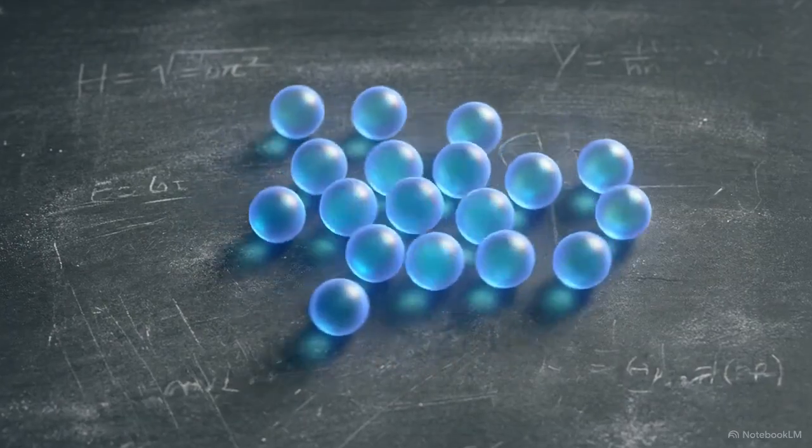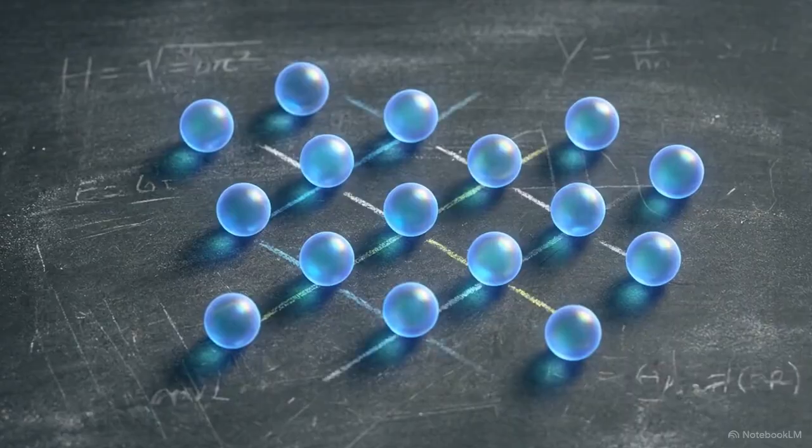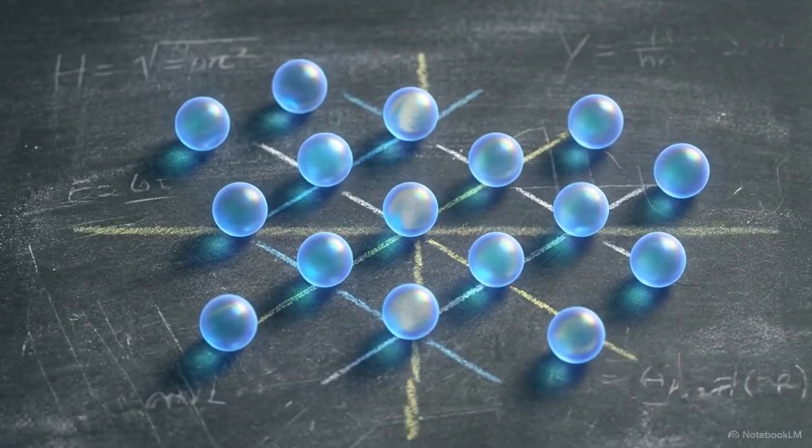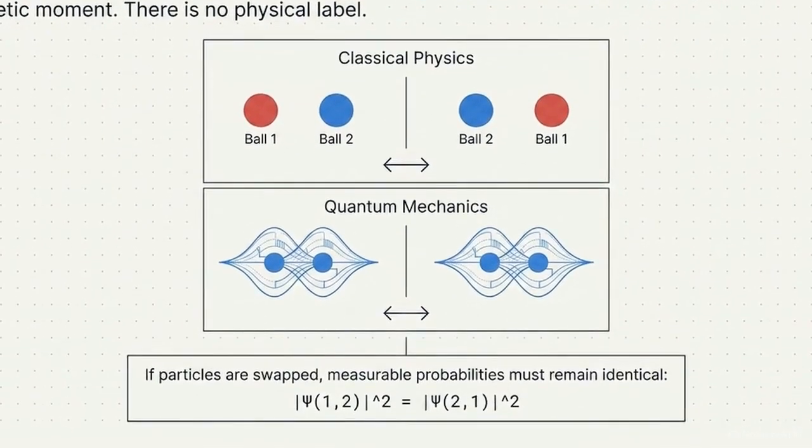Since the particles interact and repel, the system must be governed by a specific set of rules regarding how identical quantum objects coexist. In classical physics, macroscopic objects are distinguishable. If a red and blue ball swap places, you can still identify them. But quantum particles operate under strict indistinguishability. Identical electrons share the exact same properties. If swapped, their measurable probability must remain perfectly identical.